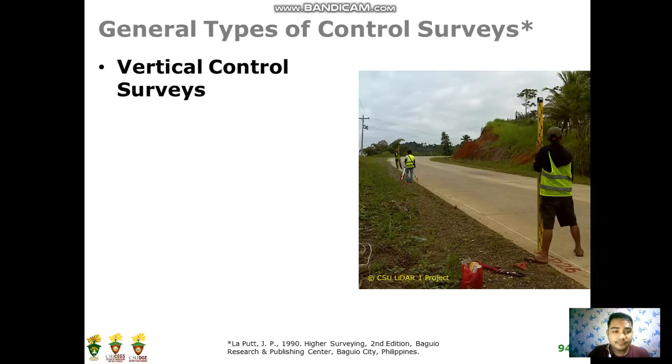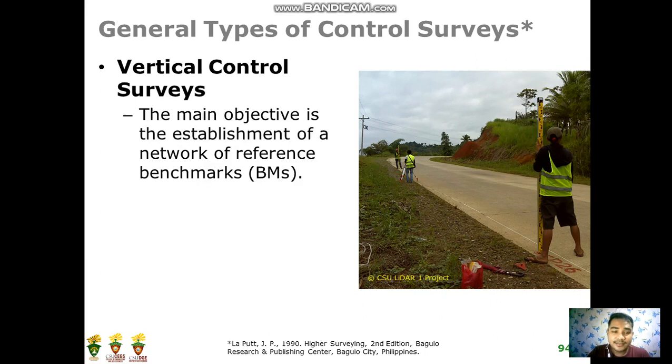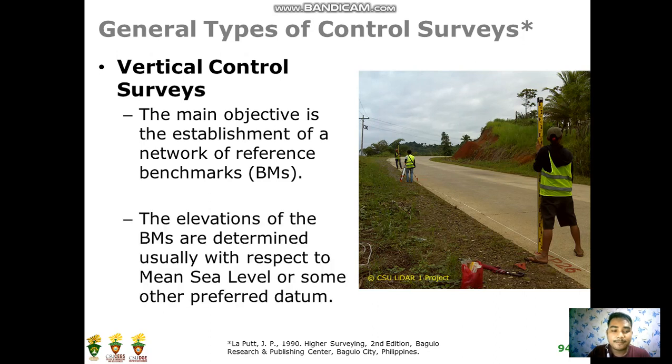So next general type of control surveys is the vertical control surveys. We have covered horizontal, now vertical. The main objective of vertical control surveys is the establishment of a network of reference benchmarks, called BMs or benchmarks. The elevation of these benchmarks is determined usually with respect to the mean sea level or some other preferred datum. In the Philippines, mean sea level is our basis.